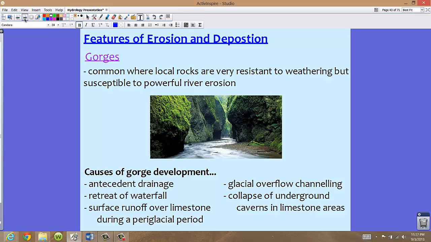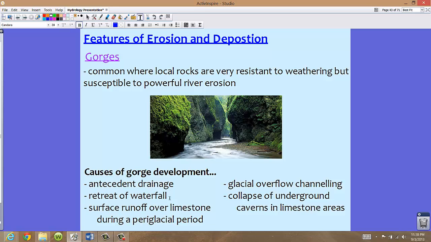Now, those mean that it's very resistant to those things, but river erosion, river movement is going to actually create this rock to erode away. So we have a couple of causes of gorge development. They're all located on your screen. We have something called antecedent drainage. Basically, antecedent means before. So this is drainage that's already there. We have water that's already in place here, and perhaps it's already creating a gorge.